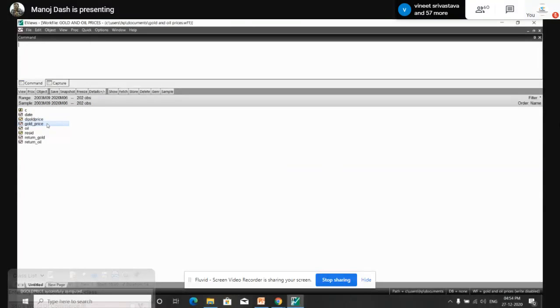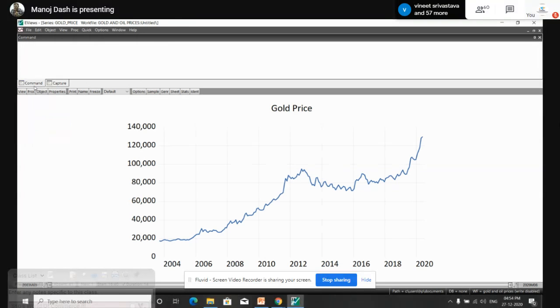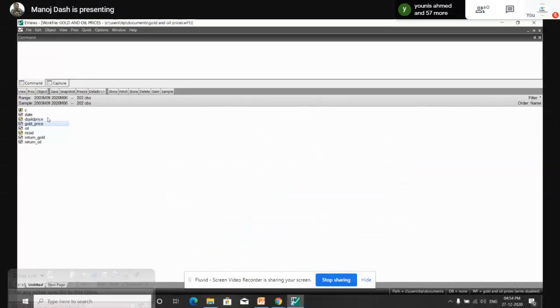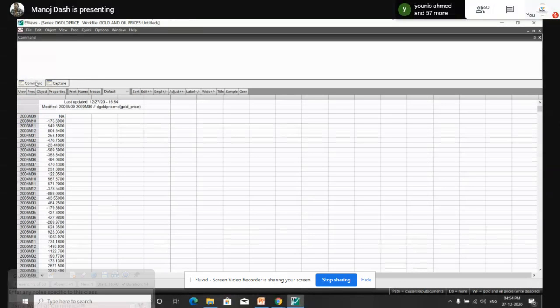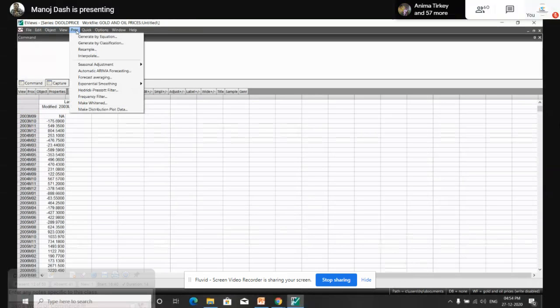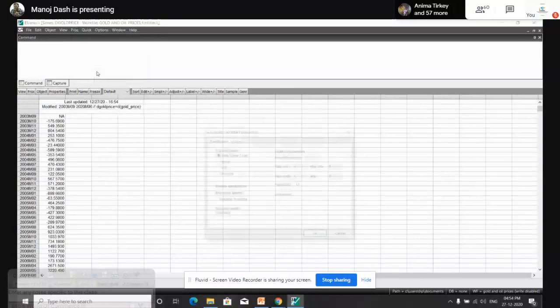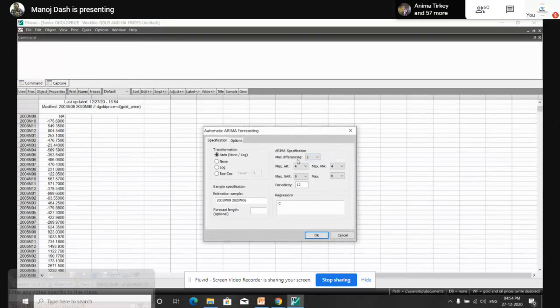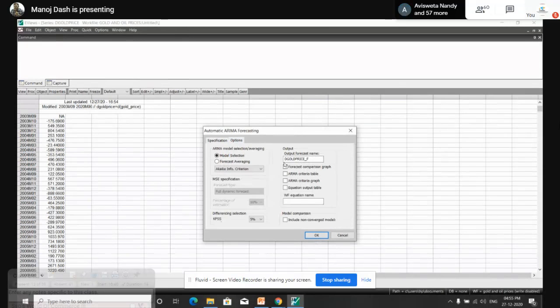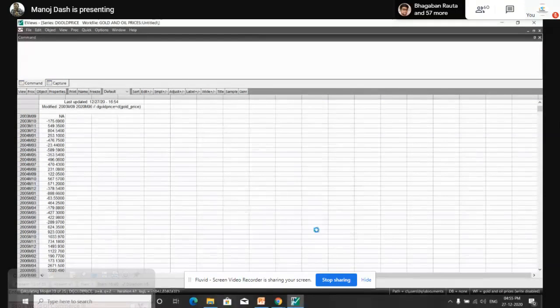Now from D gold price, you go for it. No, sorry, that was wrong. D gold price. Go to Proc, Automatic ARIMA. How much data am I taking? What maximum difference am I taking? 2 lakh. Autoregressive 4 components, moving average 4 components. Then I go for option. I want the forecasting graph. Click OK.